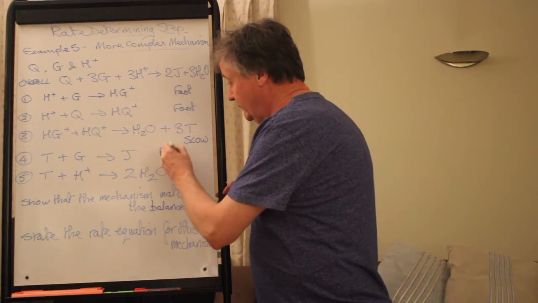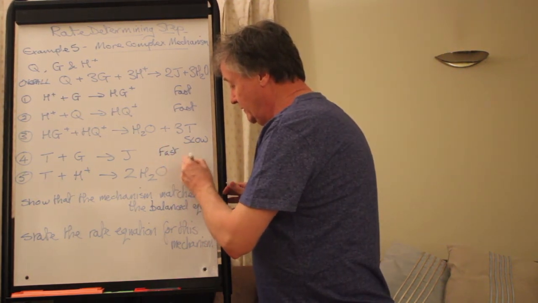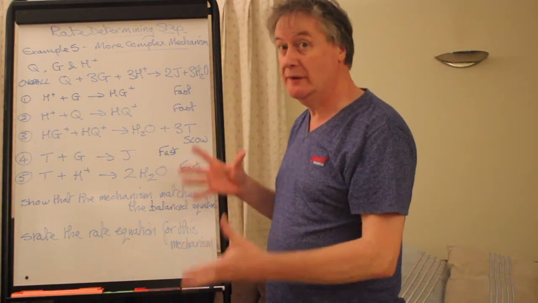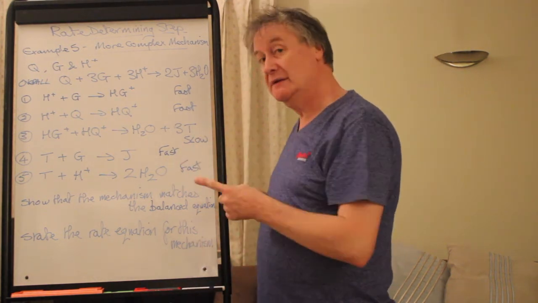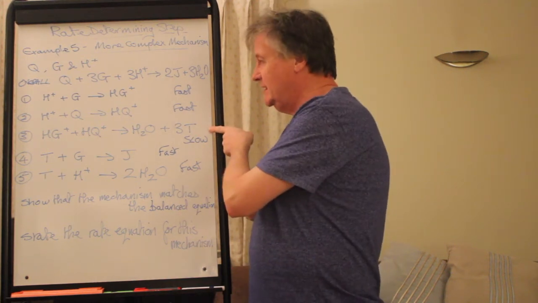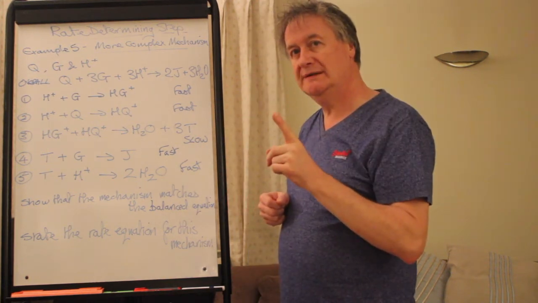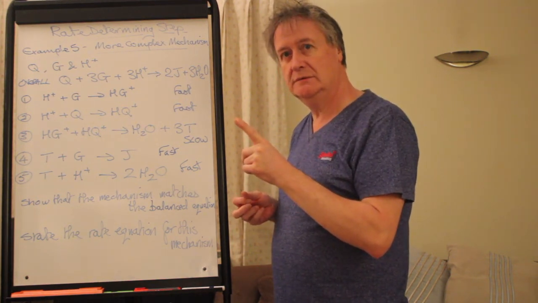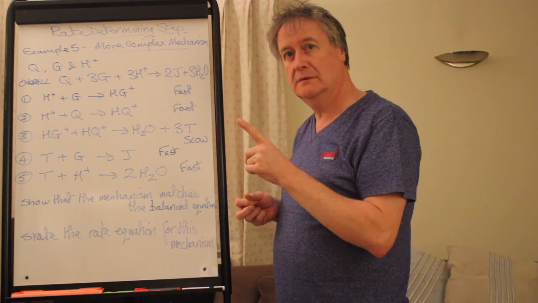Because these here are fast, because there's only ever one slow step in a mechanism, or the slower of them, whichever ones there are, there's only ever one that's the slowest. Why is that the slowest? Think, why is it the slowest? It's really obvious. No, it is really obvious. Have you thought of it?